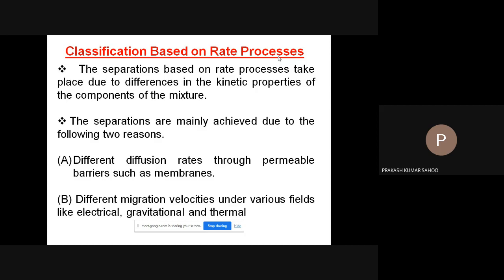Then separation due to gravitational and thermal fields are ultracentrifugation and thermal diffusion. We will discuss this in our next slides. Ultracentrifugation, that is centrifuge, and thermal diffusion.